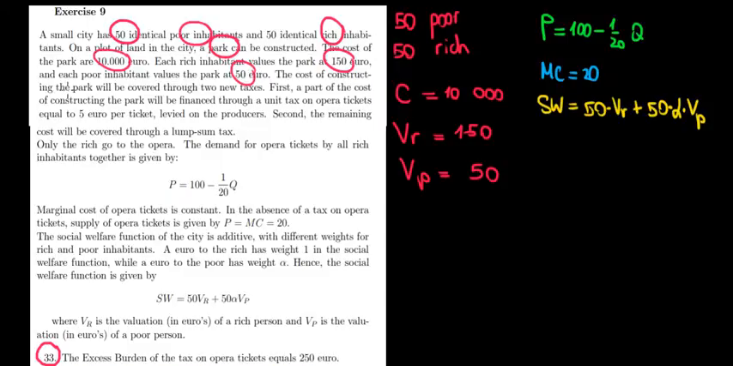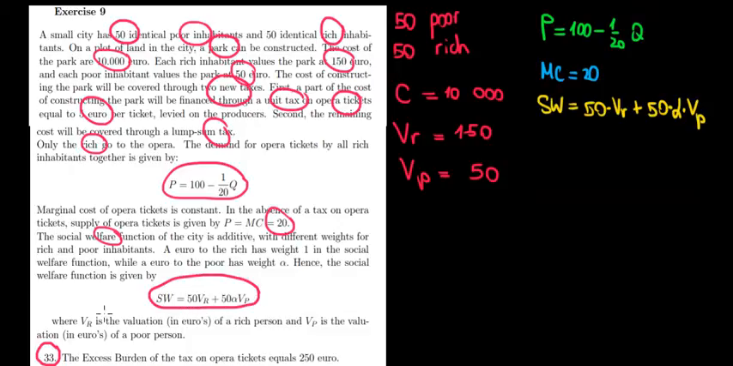Okay, the cost of constructing the park will be covered through two new taxes. First, part of the cost will be financed through a unit tax on opera tickets equal to €5 per ticket, levied on the producers. The second tax will be a lump sum tax. Only the rich people go to the opera. The demand for opera tickets is given by the following function. The marginal cost of opera tickets is constant, it's 20 euros, and that's also equal to the price. The social welfare function is additive, and this is the function.